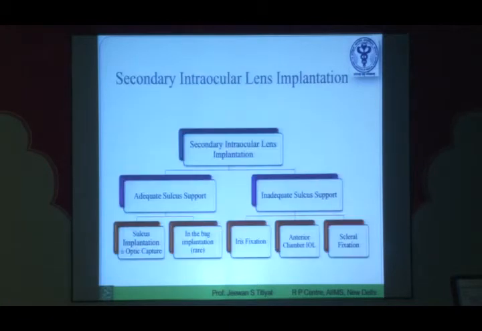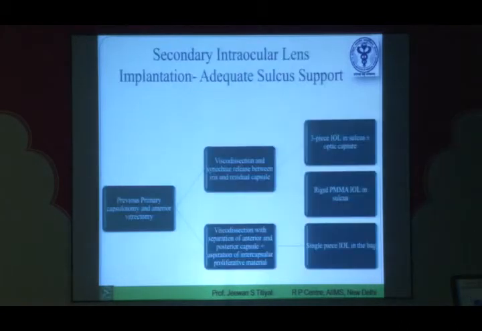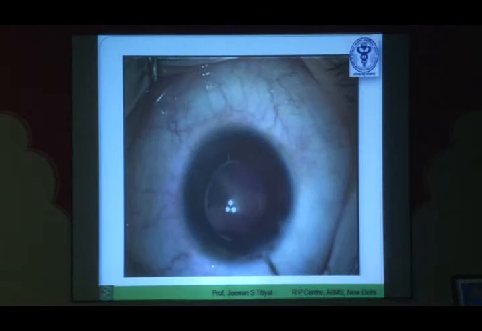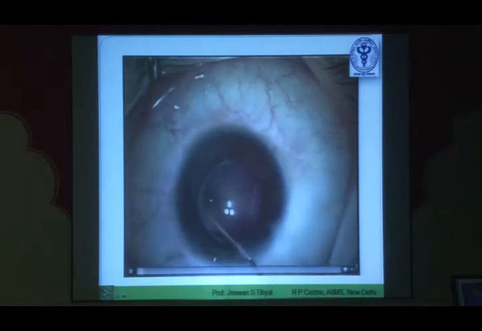So you have adequate sulcus or non-adequate sulcus. If you have adequate sulcus, you can place a lens in the sulcus and get an optic capture. If you have no support, then you have to do other ways of fixing the lens, that is scleral fixation. So you can see here, if you have adequate support, you can put the lens; otherwise you have to suture the lens, or you can do a transscleral fixation. In this patient, you have a nice rim visible.